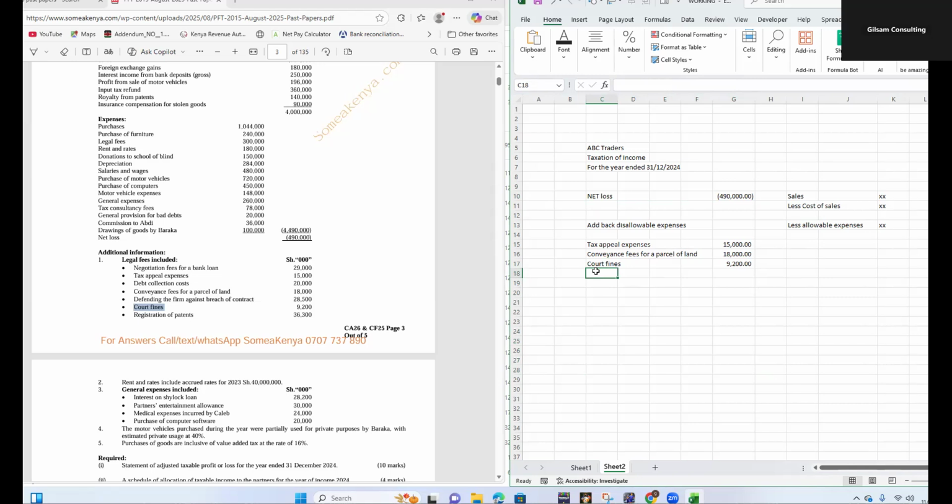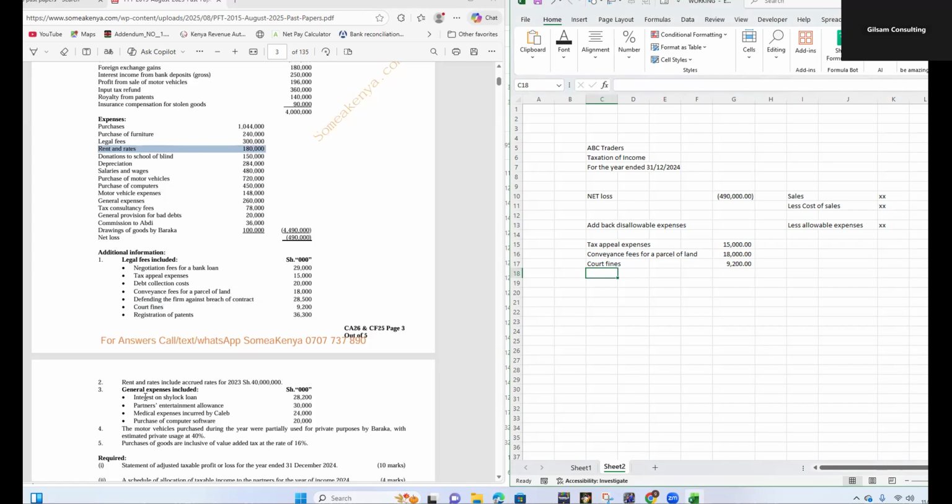Okay, we can continue. Let's go to note number 2, rent and rates, accrued rates for that one. Accrual is an expense for the year that has not yet been paid. Rates are allowable expenses. So this one has an accrual of 40,000, so it will not affect anything.